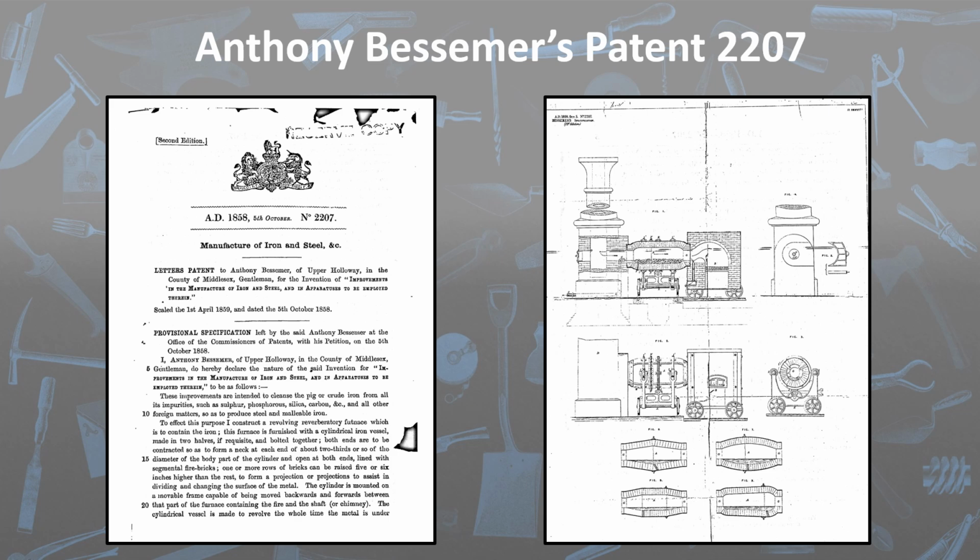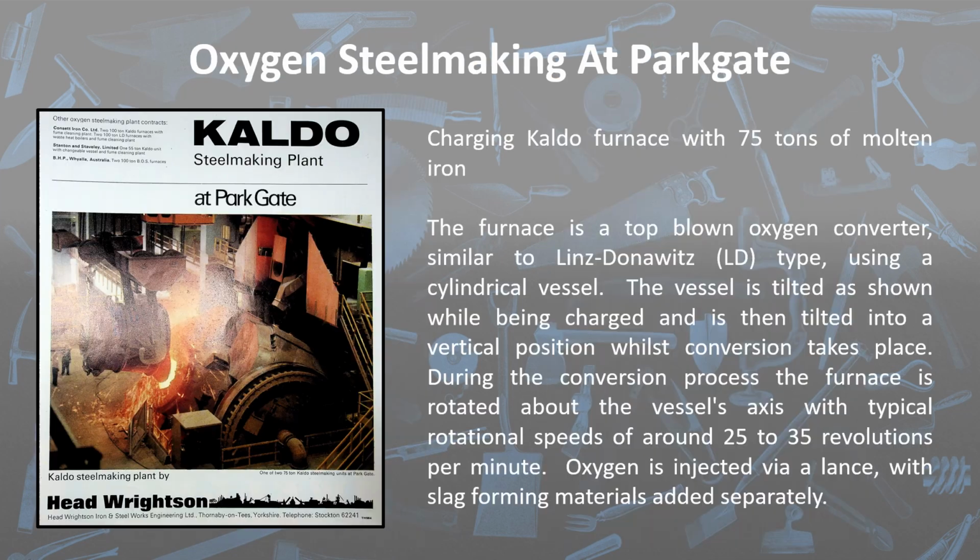For nearly 100 years, commercial quantities of oxygen were not available or were too expensive, and the invention remained unused. When large quantities of oxygen became available, the basic oxygen furnace and the Caldo furnace became viable options for making steel. The Parkgate Iron and Steel Company Limited in Rotherham installed 2 75-ton capacity Caldo furnaces in the 1960s on their Aldwick development. The furnaces were top-blown oxygen converters using a cylindrical vessel.